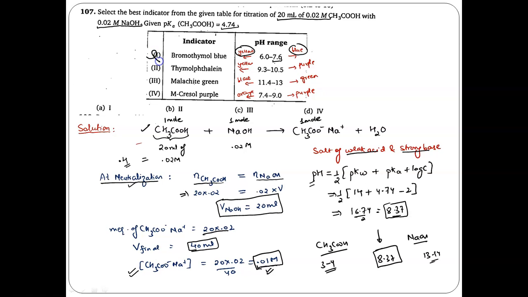Therefore this is wrong. The pH of this salt should be in the working range, and we can see it is there in the working range of m-cresol purple, right? It is midway between them, and therefore 4 has to be the correct answer. So the answer for this question is 4.